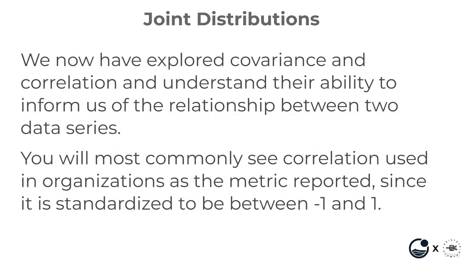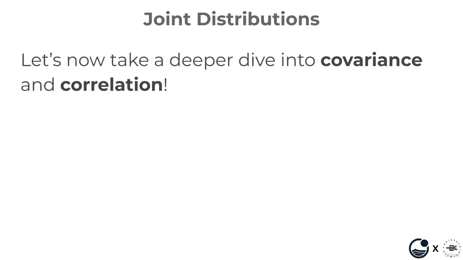So we've now explored covariance and correlation and understand their ability to inform us of the relationship between two data series. And as I keep mentioning, you're most commonly going to see correlation used in organizations as the metric being reported, since it is standardized to be between -1 and 1. Okay, so let's take a deeper dive into covariance and correlation.